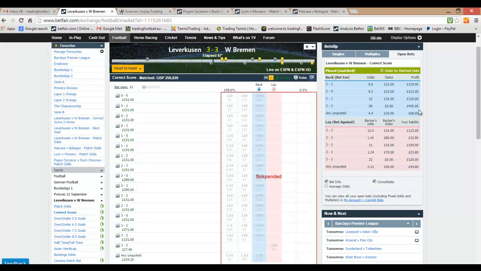Well, the game ended 3-3, so a good night all round. And by using the scanner, I was able to identify a number of opportunities, some of which I admit I missed out on. I was a little bit slow on the Pescara-Bologna game, for example. I could have done something there, but it picked out some other useful games, which I made a small loss on some of them, and I made a nice profit on a couple of the others.